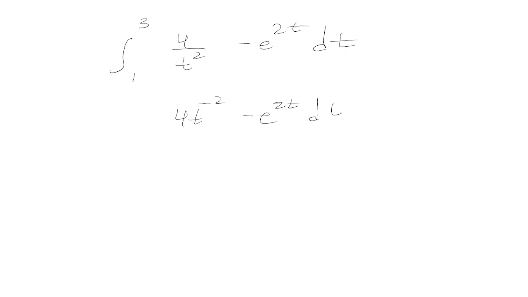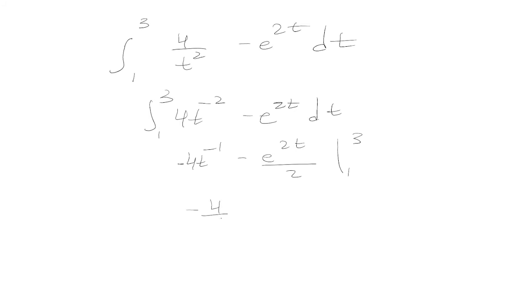Now we want to use the fundamental theorem of calculus to evaluate the following integrals. You have the integral from 1 to 3 of 4 over t squared minus e to the 2t dt. So I'm just going to rewrite these as 4t to the negative 2 power. And then from there, I can use the power rule. It'll be 4t to the negative 1, and then you multiply by the reciprocal of the exponent, which is negative 1. And then e to the 2t over 2 from 1 to 3.